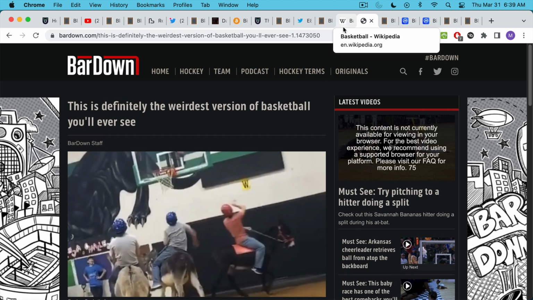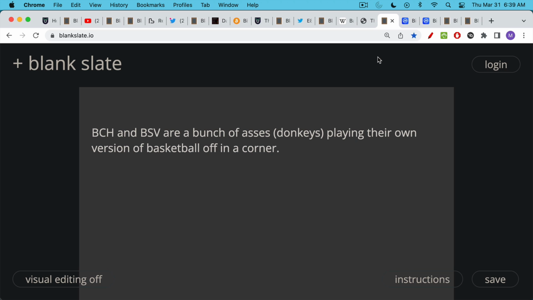Basically, these are people who are having fun. They've come together to play by different consensus rules. And this is what happens in cryptocurrencies as well. So we have Bcash, we have BSV, and what these are, just a bunch of asses, and by that I just mean donkeys, for example, playing their own version of basketball off in a corner.